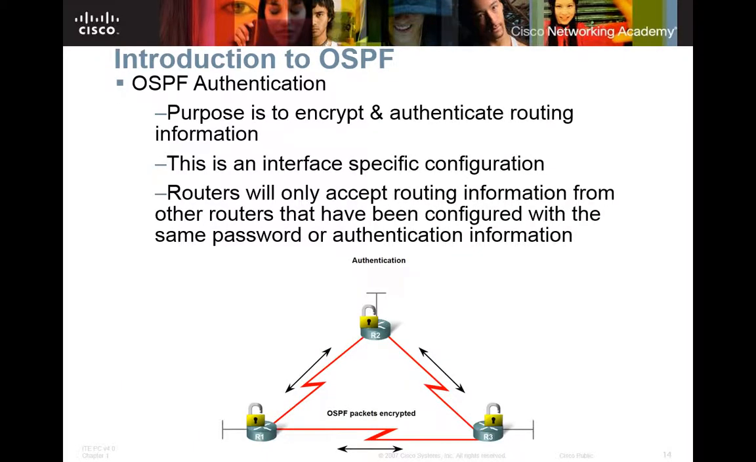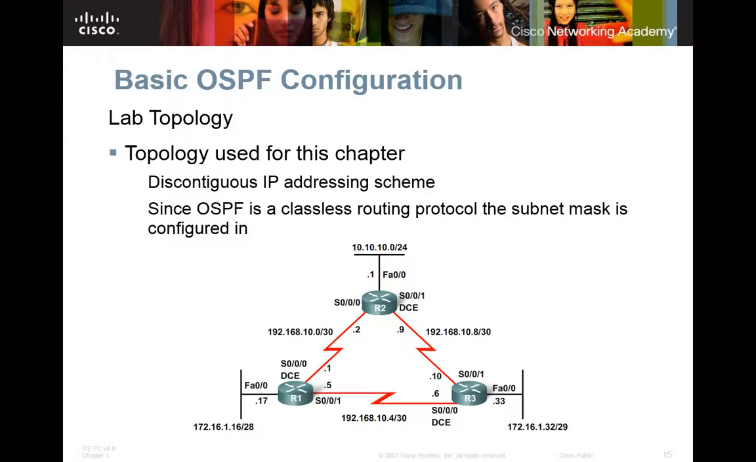OSPF authentication. The purpose is to encrypt and authenticate routing information instead of it being plain text or clear text. This is an interface specific configuration to where I can enable my default encryptions. Okay, we'll get to that encryption here in a few minutes. The topology for this chapter is a disk. You'll see this a little bit. Since OSPF is a classless routing protocol, the subnet mask is always configured in.